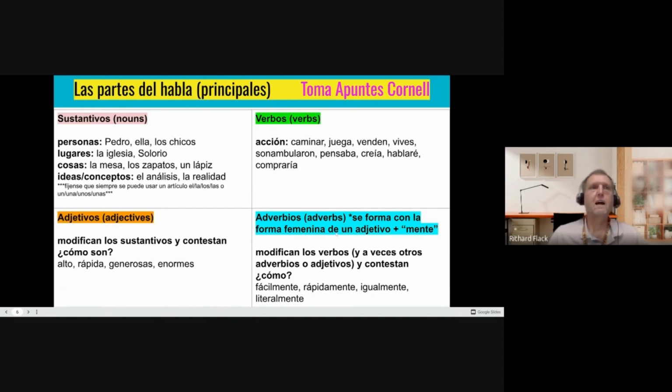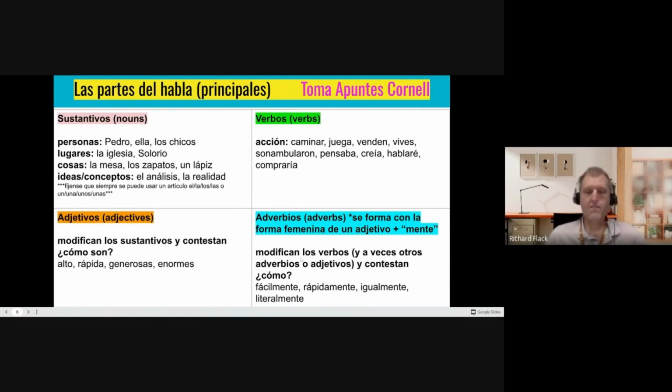Lastly, we have adverbios, adverbs. Adverbs in Spanish se forma con la forma femenina de un adjetivo más mente. So to make an adverb in Spanish, we use the feminine form of an adjective. We'll talk about masculine and feminine in a future lesson, plus mente. In English, we add ly onto the end of our adjectives: quickly, slowly, intelligently.